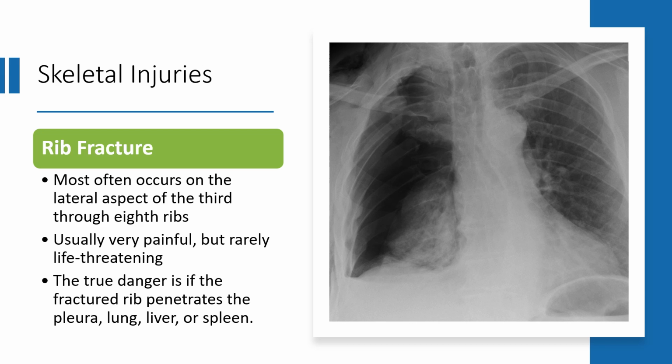It most often occurs on the lateral aspect of the third through eighth ribs, a little bit further down. Some of those are true ribs, but many of those are in the false ribs area. They don't have quite as much support.